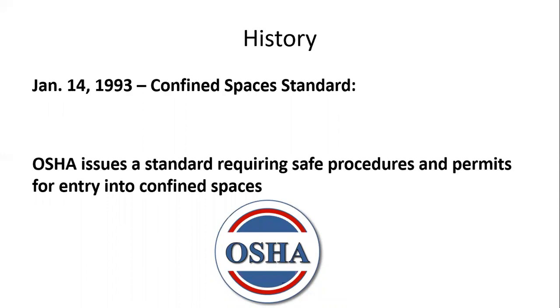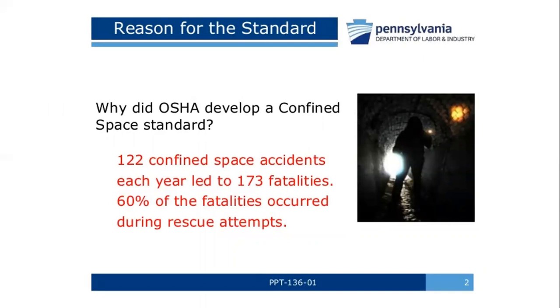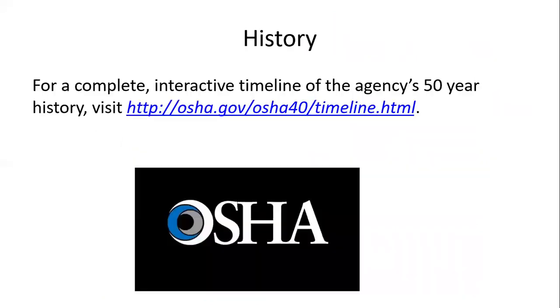In 1993, they actually issued the confined space standard. This obviously talked about establishing safe procedures and permits for entering confined spaces. You might ask yourself, why did OSHA develop that standard? Well, there were 122 confined space accidents each year and 173 fatalities before they started the standard. And as I mentioned before, 60% of those fatalities occurred during rescue attempts. So OSHA felt that it was important to establish a standard. If you're curious and wanted to know more about the history of OSHA, you could go to this website and get a timeline from them.